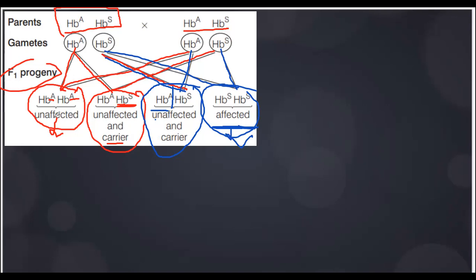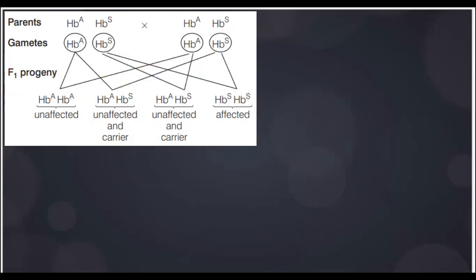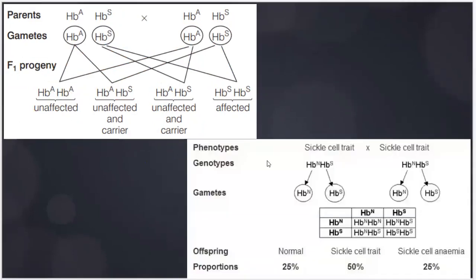Okay. So again, phenotypic and genotypic ratio will remain the same. 1:2:1 phenotypic ratio. Okay. Unaffected, carrier, carrier, and this is affected. 1:2:1, and genotypic is also 1:2:1. These crosses are asked in the exam. You have to know the crosses. You have to practice.